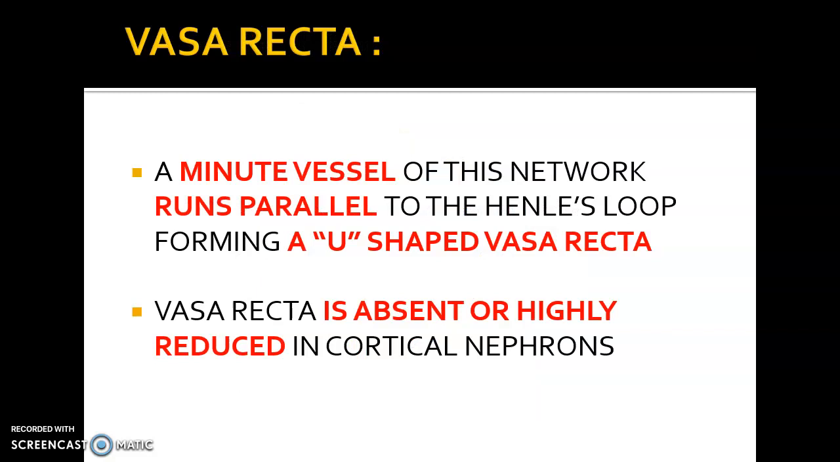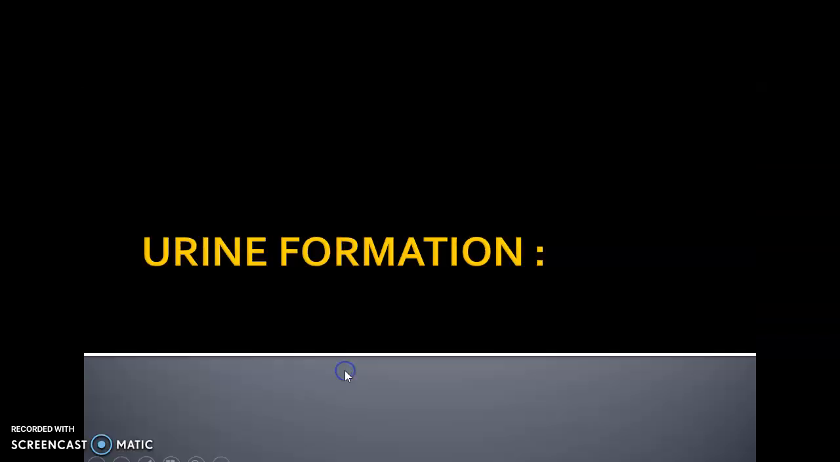So what is the vasa recta? A minute vessel of this network, that is the peritubular capillaries, runs parallel to the Henle's loop, forming a U-shaped vasa recta. Vasa recta is absent or highly reduced in cortical nephrons. So this point is important. With this, we have concluded the structure and the location of the nephron.